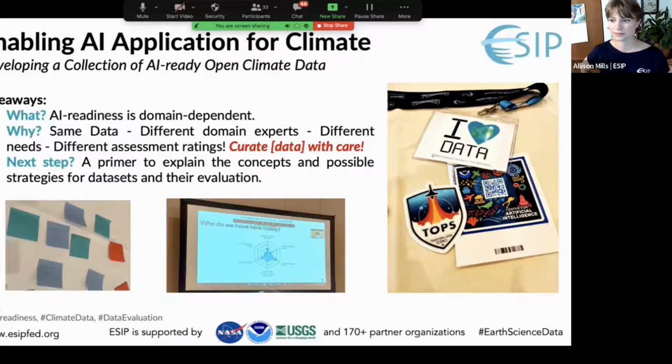The major key takeaway from this session was that though AI-ready data is the need of the hour, it is still highly domain dependent, which means that different end users can have different levels of expertise, different sets of requirements, and different needs.